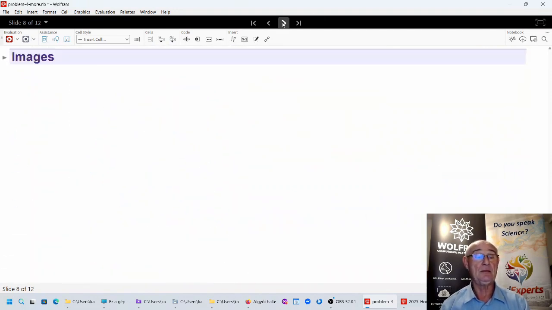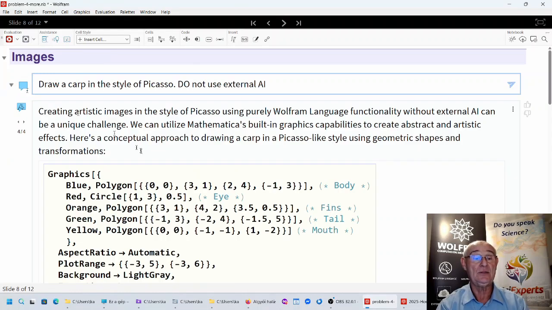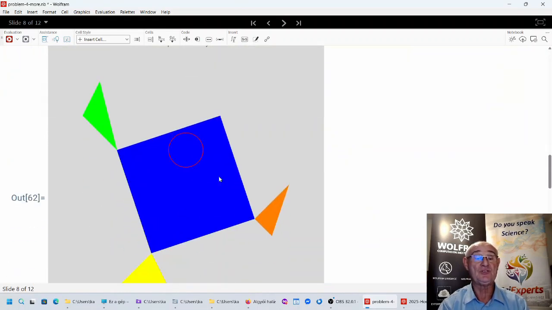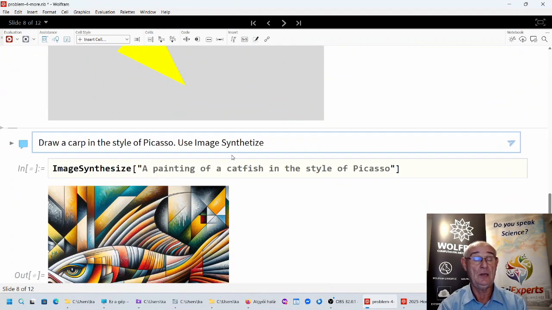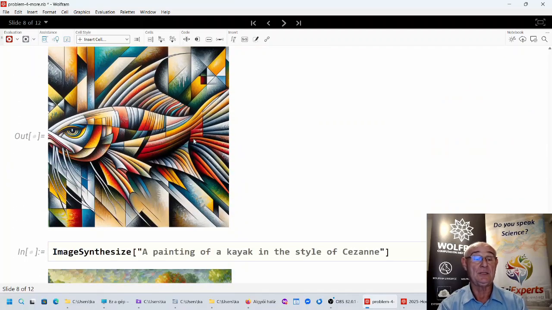Look at the next example. That's really just fun. This is one of the most popular cases of applying artificial intelligence. I just wanted to see a carp in the style of Picasso. I am an angler, so I am really interested in the carp, and I asked it not to use external AI. Look at the result. That's really an abstract picture, really an abstract figure. But using ImageSynthesize, I got this.